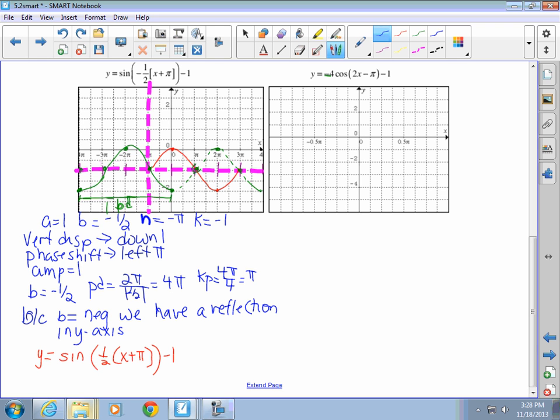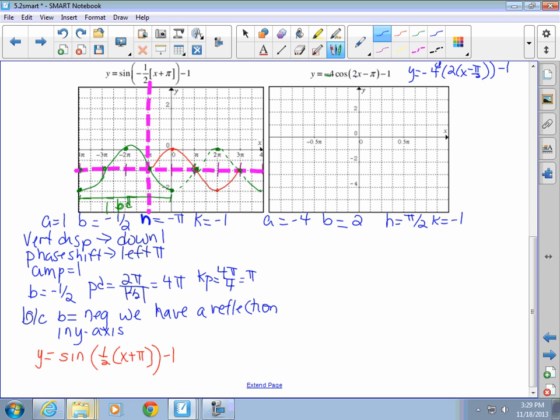So same thing, identify what values you have. A is -4, B is equal to, okay, that's inside there, so that means that this equation is actually, whoops, forgot about my cos. 2 times x minus pi over 2 minus 1. So my b value is equal to 2, h is pi over 2, and k is -1.